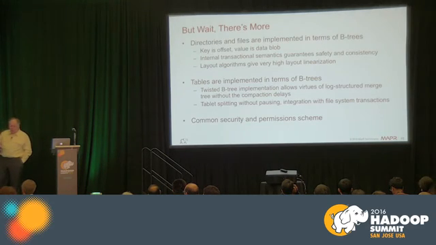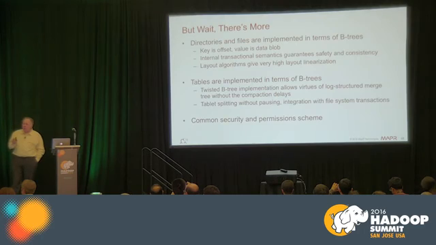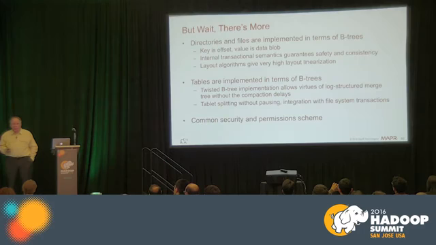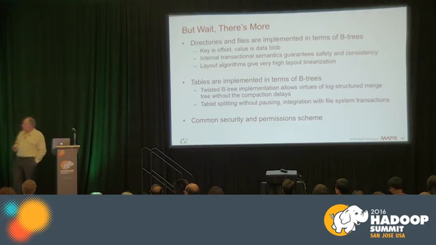I'm going to leave that in for reference. I'm not going to go into the details. But one of the cool things is the core data structure inside a MapR system is a B tree. This B tree is implemented for files and directories. That's wonderful. But tables are also implemented that same way.